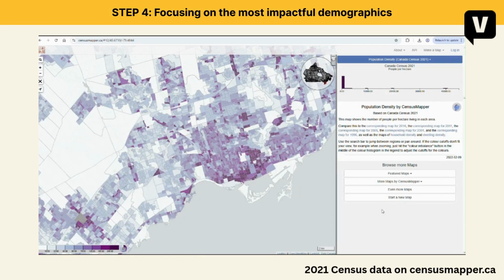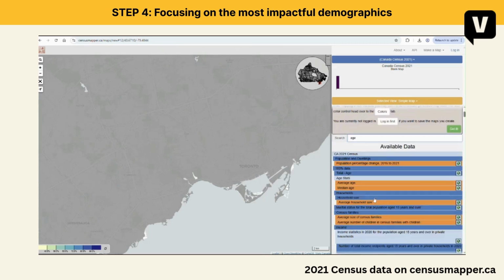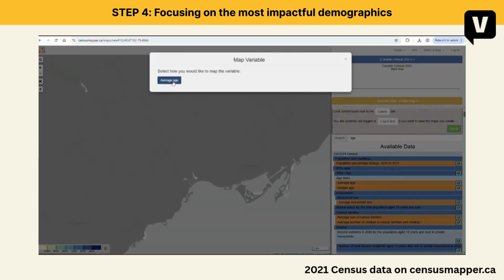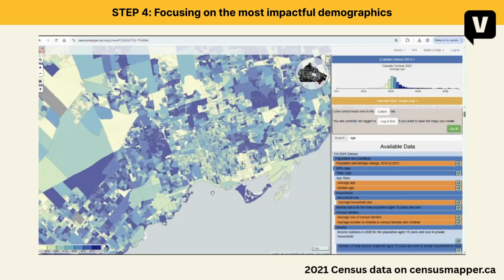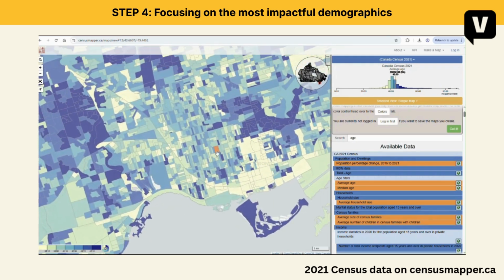Step 4. Focusing on the most impactful demographics. For this step, we are going to use censusmapper.ca. This website gives us data from the Canada-wide census conducted in 2021. Once you are on the home page, click on Start New Map. Here you will be able to color code the map by various criteria.